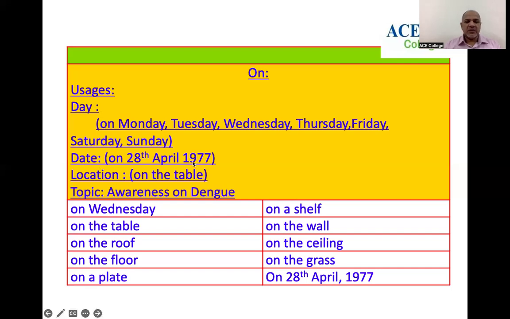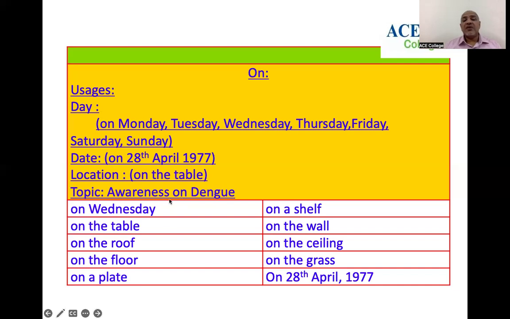Now date, you can use "on" also: on 28th April 1977. Location: on the table. So you locate certain things on the table, on the floor, on the wall. That's a clock on the wall. There is a clock on the table. There is a clock on the floor. So if you tell something, the place.